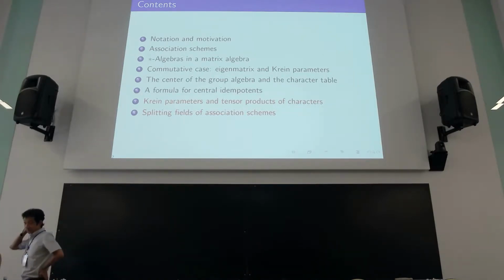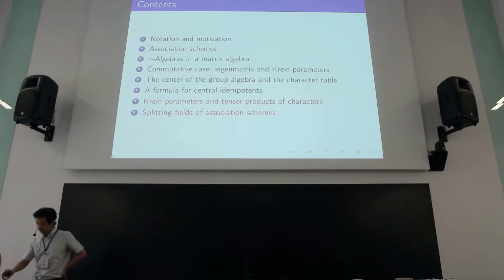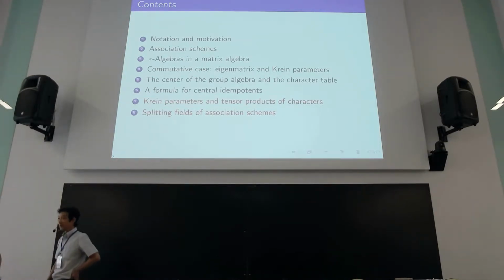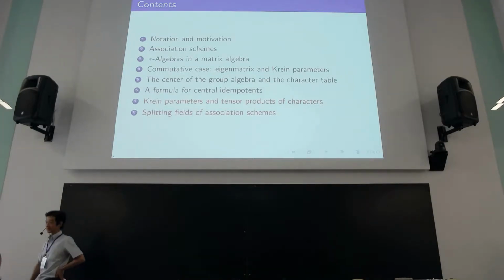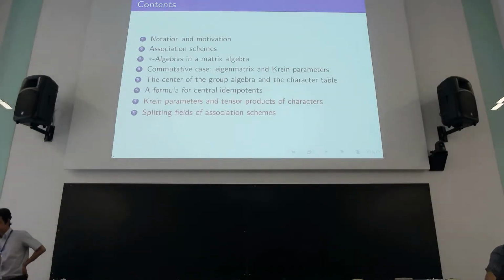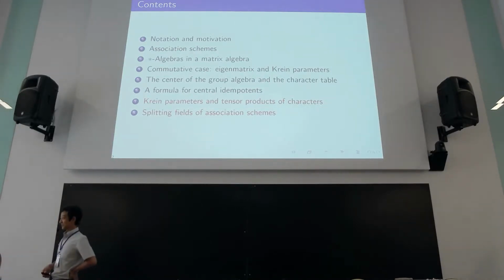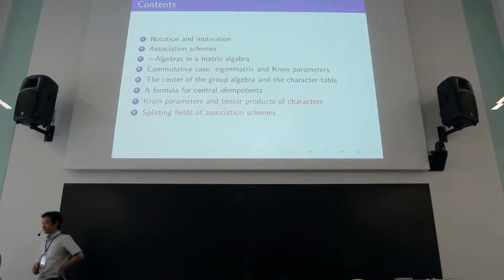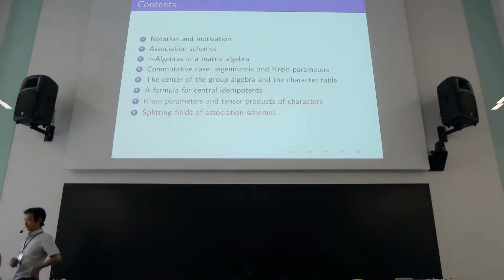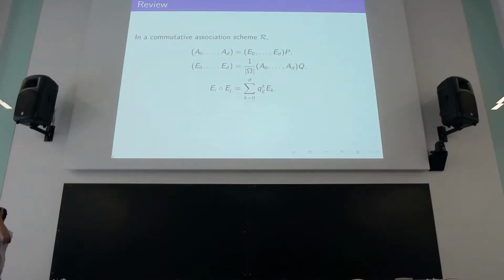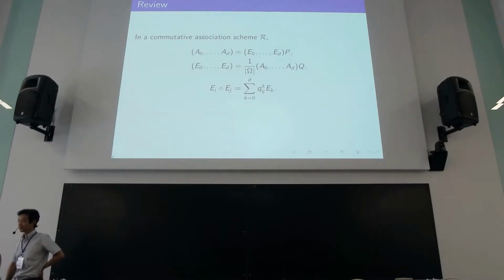So in the seventh part, that is this lecture, it is still kind of elementary stuff on the representation theory of finite groups. So it might be still a bit boring to experts. Okay, so let us begin with reviewing material for a general commutative association scheme.